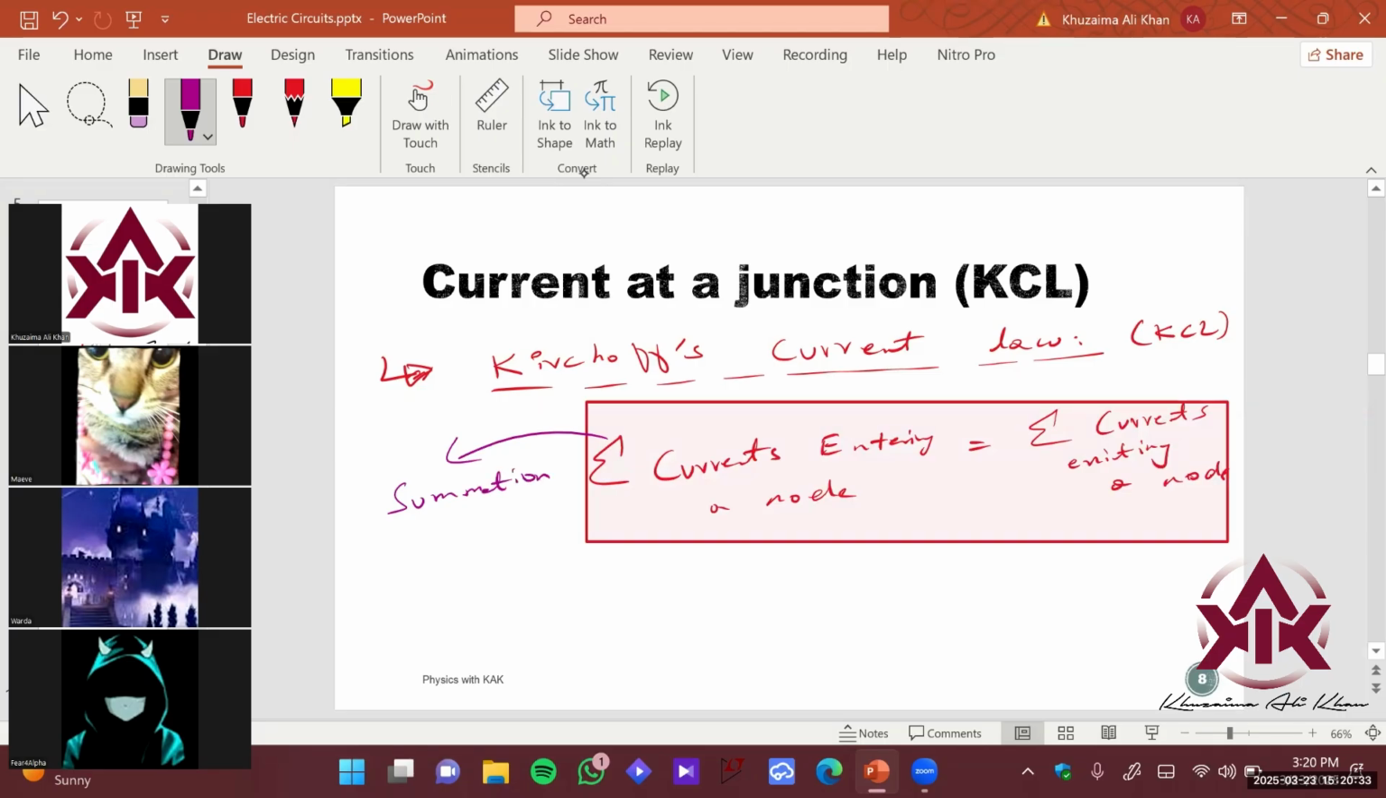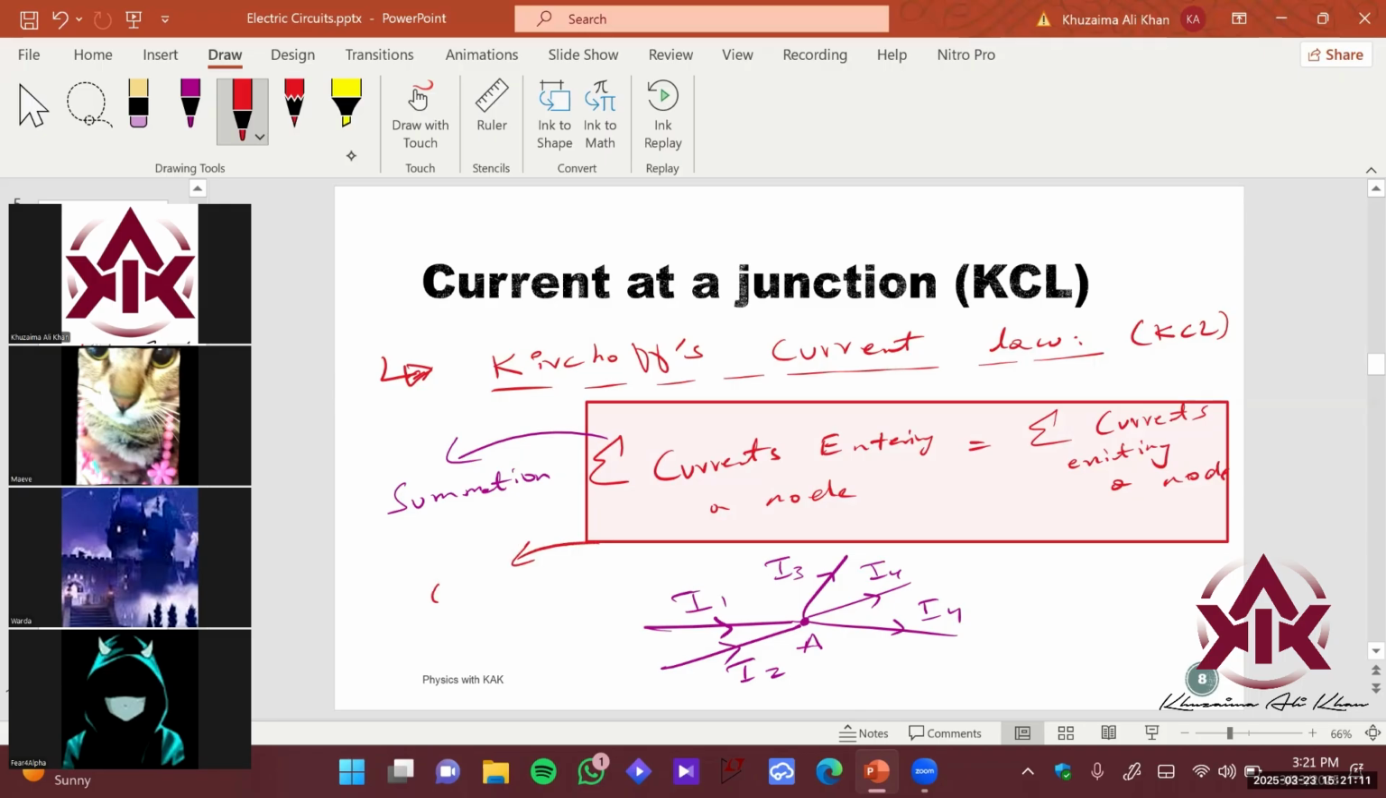Let's see an example here, which we saw yesterday. This is node A, right? What is a node? A point. So these currents are entering over here. This is I1, this is I2, and this is I3, I4, I5, right? So what does this law say? It says that the currents that are entering, sum them up, and it is equal to the sum of currents exiting, right? So this is basically the conservation of charge law.